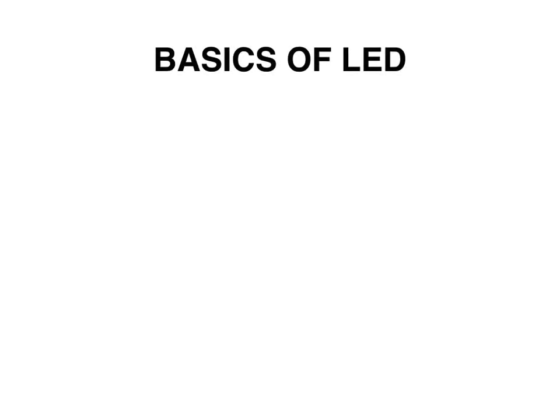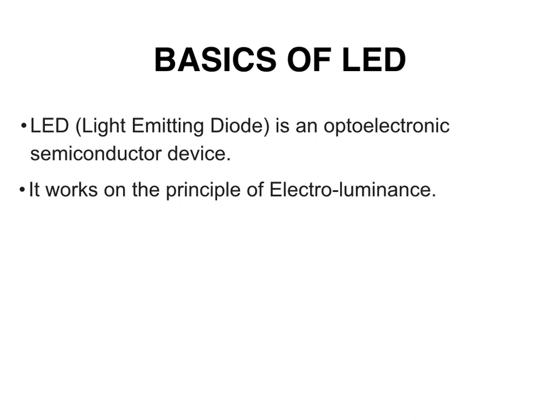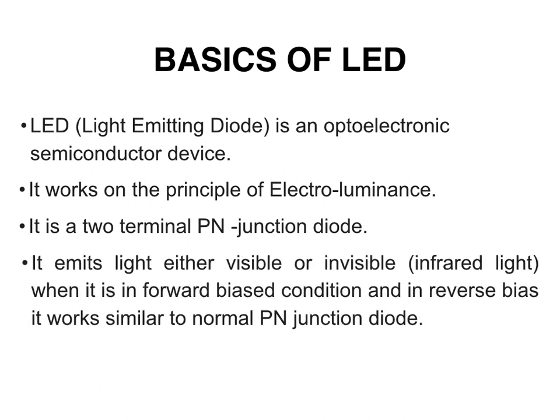At first, let us understand the basics of LED. LED is an optoelectronic semiconductor device. It works on the principle of electroluminescence. It is a two-terminal PN junction diode. It emits light either visible or invisible when it is in forward biased condition, and in reverse bias it works similar to normal PN junction diode. The light is generated by the recombination of electron hole charge carrier pair within the device.